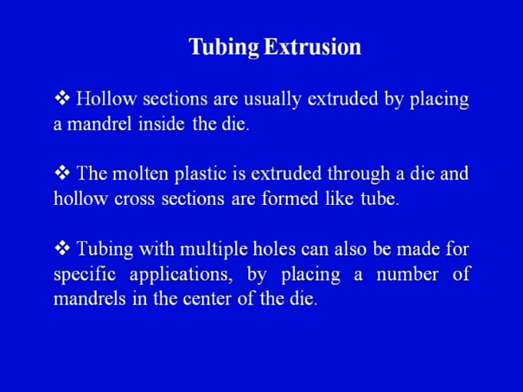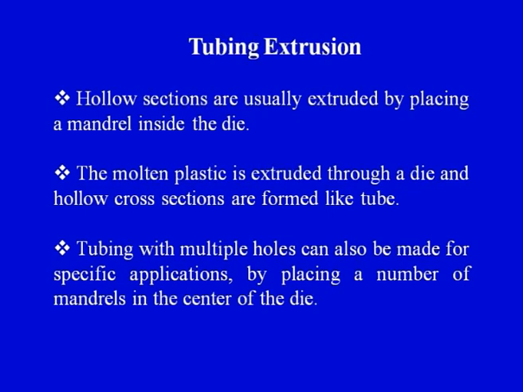Then we can go for tubing extrusion. Hollow sections are usually extruded by placing a mandrel inside the die. So if we want to make a tube, instead of a solid rod we need to have a mandrel, that all of us know, that is very common in case of tube drawing also. So hollow sections are usually extruded by placing a mandrel inside the die. The molten plastic is extruded through the die and the hollow cross sections are formed, like the tube. So we can get hollow plastic tubes also by using a mandrel.